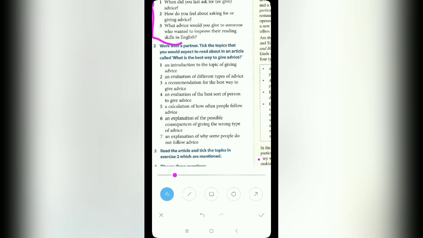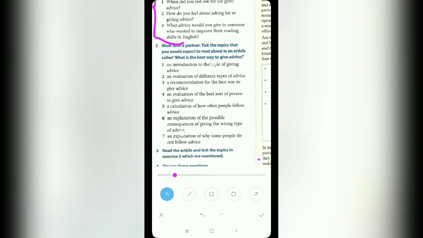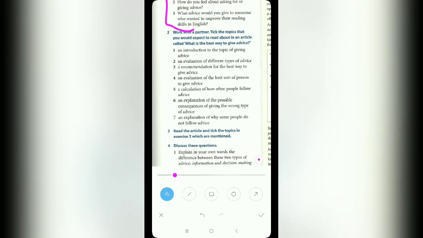Now we go to the second one. Work with a partner. Tick the topics that you would expect to read about in an article called What is the Best Way to Give Advice. You have to read all the instructions, all the hints from 1 to 7, and according to you, which is the best way to give advice from the first to the seventh one, you will guess it. Okay, so you have to do this.